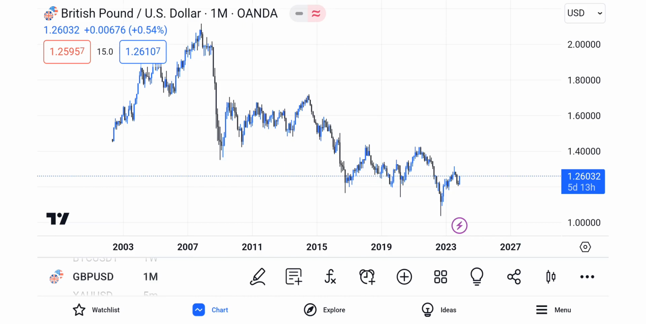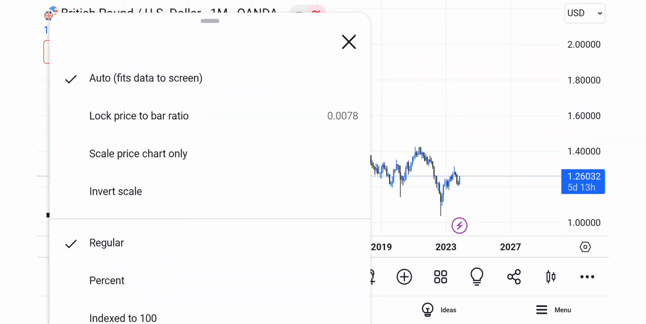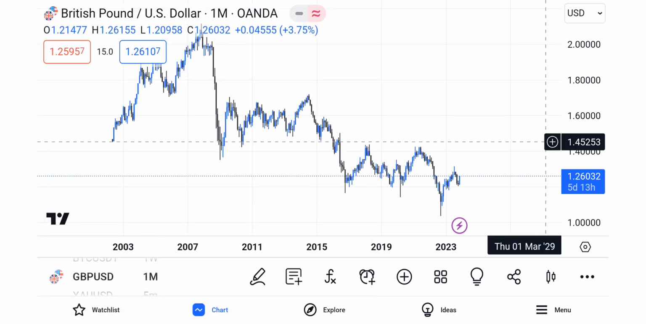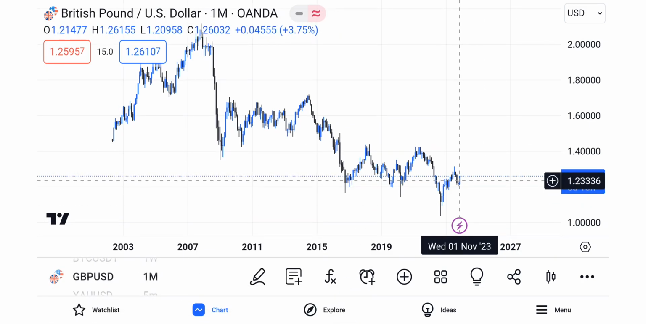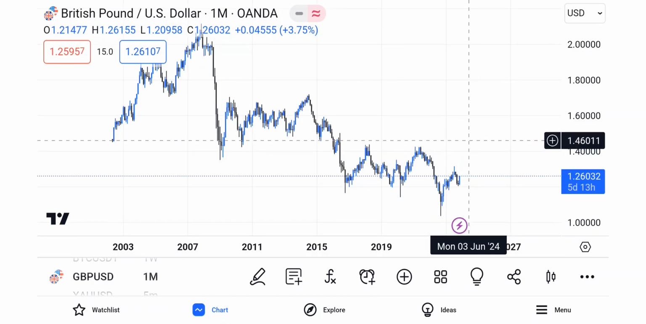So looking at these charts, we can see on the monthly that GBPUSD has been in a downtrend for quite a long time. So we still have our overall trend on the monthly flowing to the downside, but we can see that the monthly candle which we have here is pulling to the upside. That is a bullish candle. This is the monthly candle, and we are left with 5 days, 13 hours for it to close. And from the way we are looking at it, it is going to close bullish.